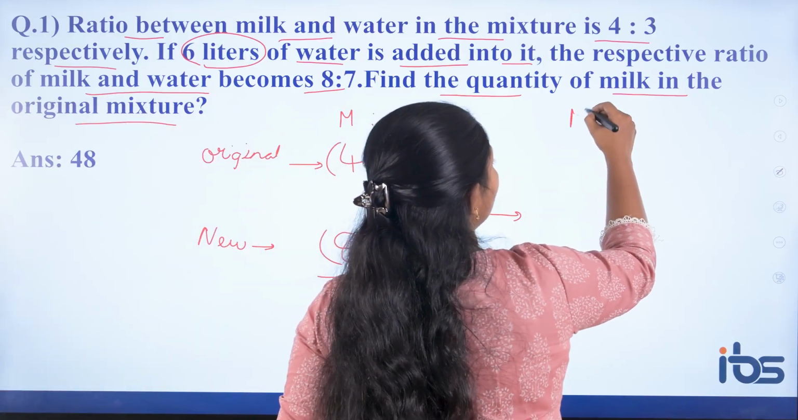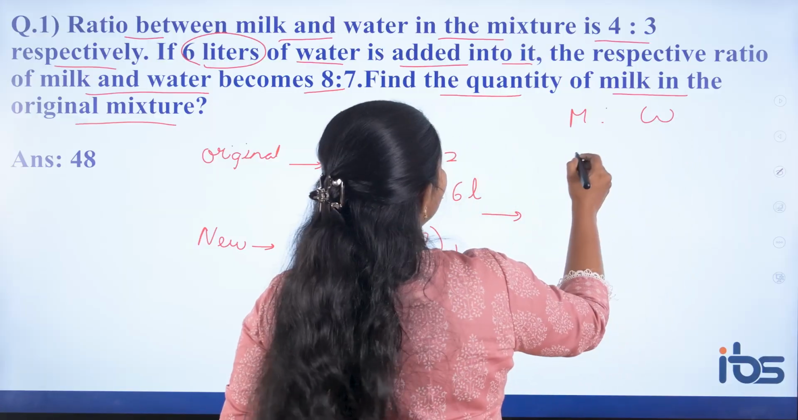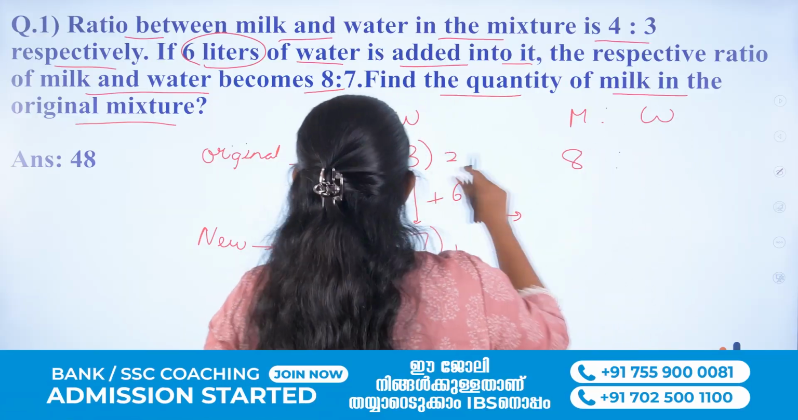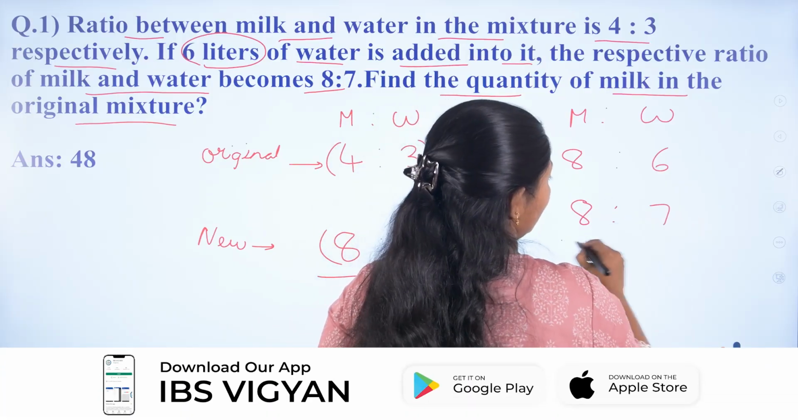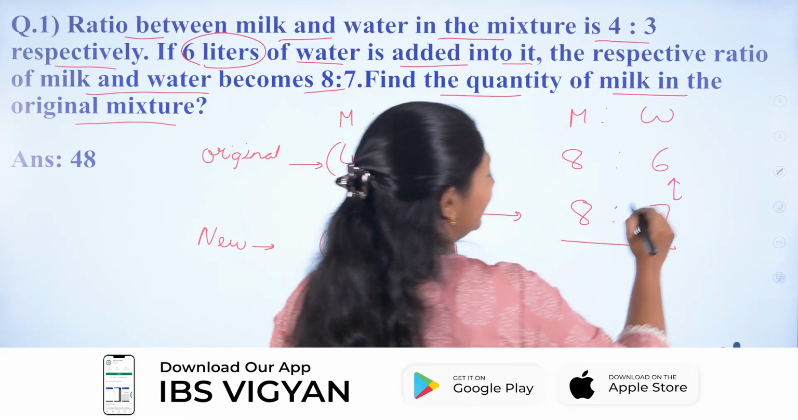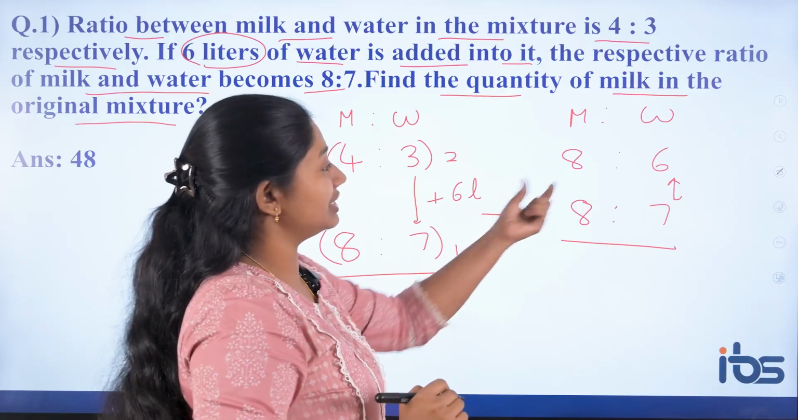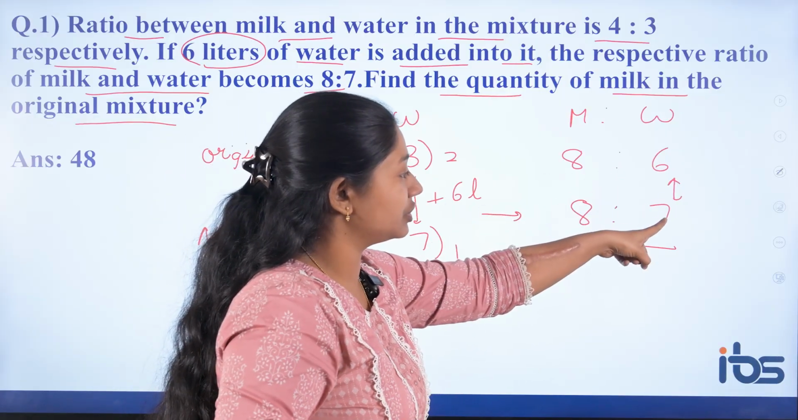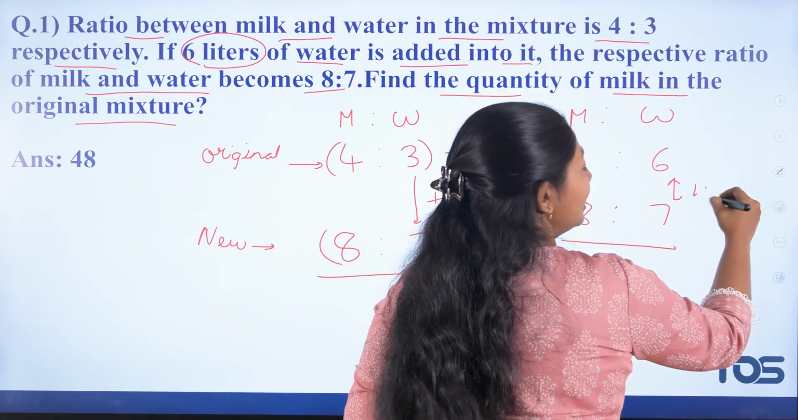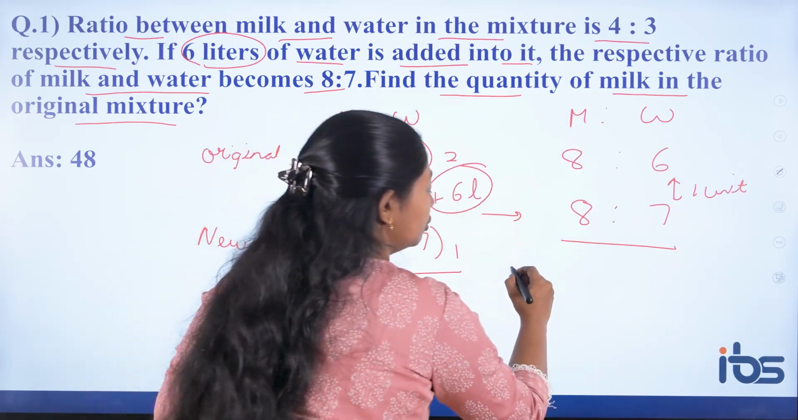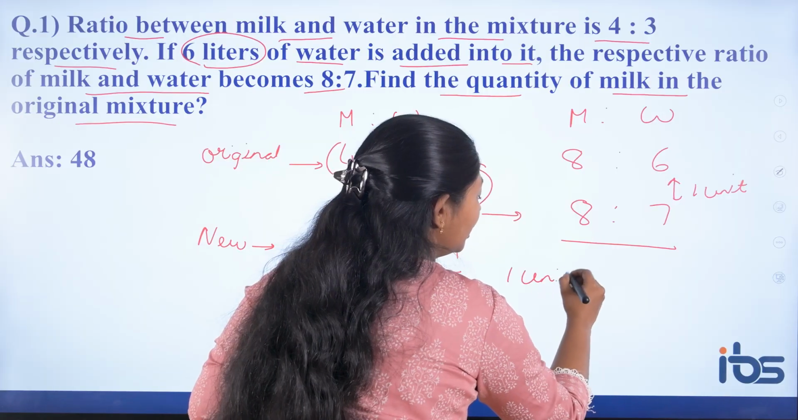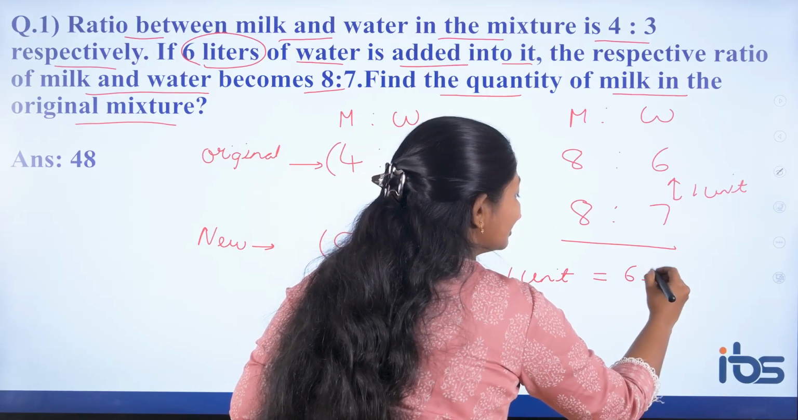So what is the new ratio you are going to get? That is 8:6 and 8:7. Now what is the increment you are getting here? Ratio-wise there is an increment from 6 units to 7 units, that is a 1 unit increment. That 1 unit is nothing but 6 liters. So you can equate 1 unit to 6 liters.